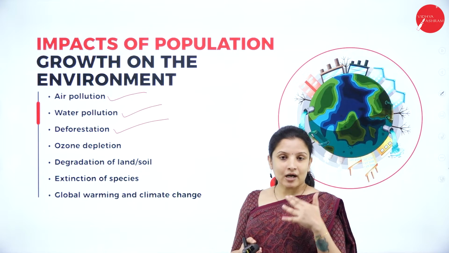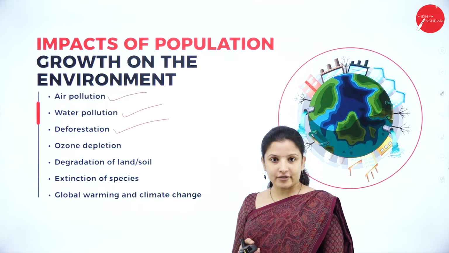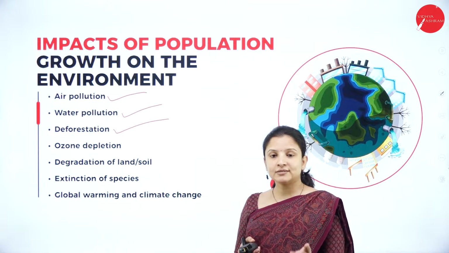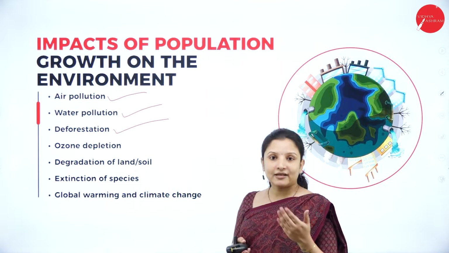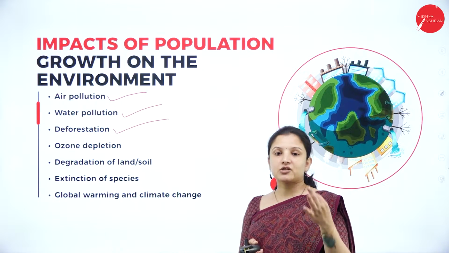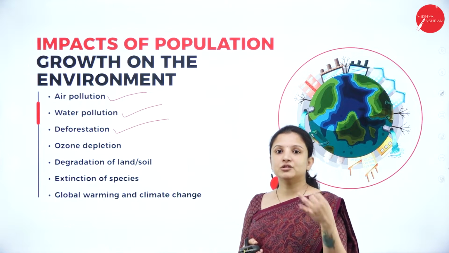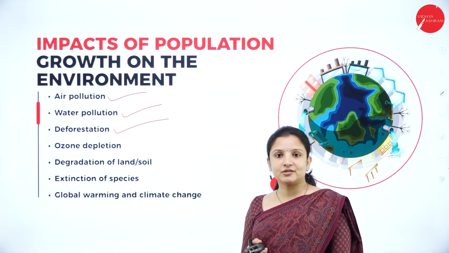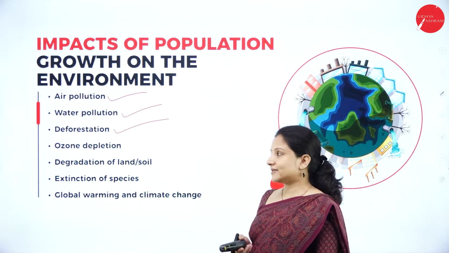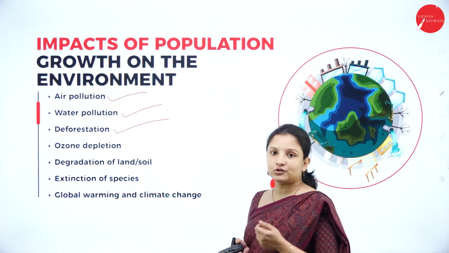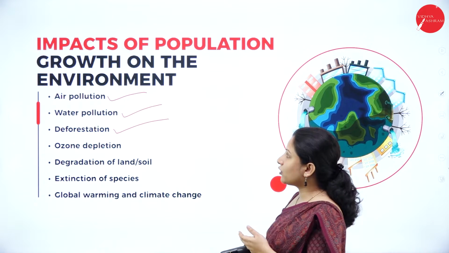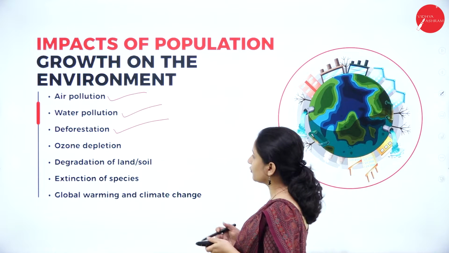They will start cutting down or clearing the forest, cutting down the trees, so that the area can be used for agriculture, for transportation, to build roads, houses, schools, colleges, institutes, industries, etc. Therefore, deforestation is one of the major threats to the ecosystem or environment because of population growth.